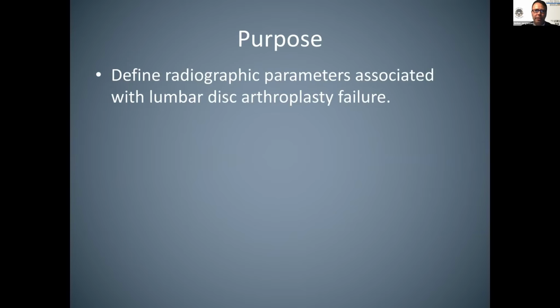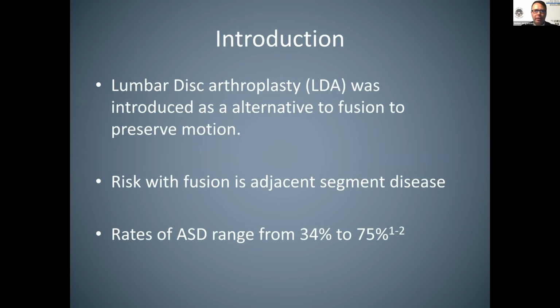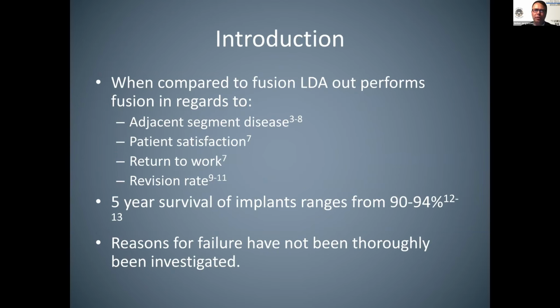The purpose of this study is to define radiographic parameters associated with reoperation after a lumbar disc arthroplasty. Lumbar disc arthroplasty has been introduced as an alternative to fusion surgery to preserve motion. In some studies it has been shown to be associated with lesser rates of adjacent segment disease as compared to fusion. Compared to fusion, it is equivalent or improved in regards to adjacent segment disease, patient satisfaction, return to work, and revision rates.